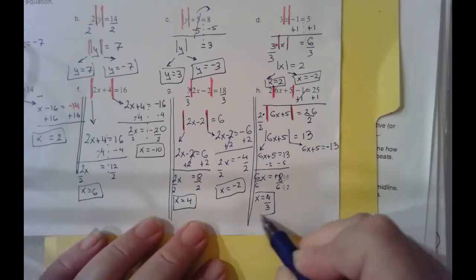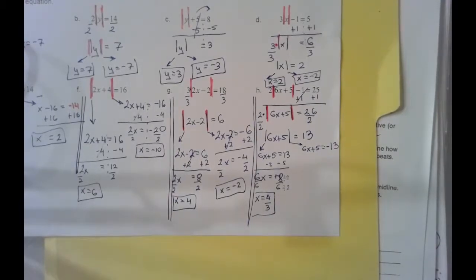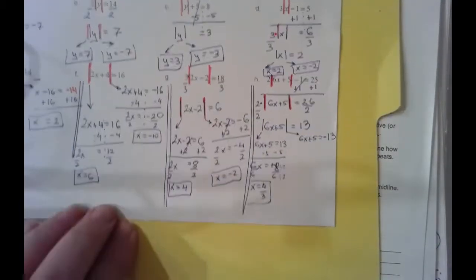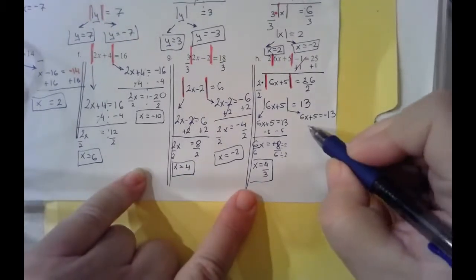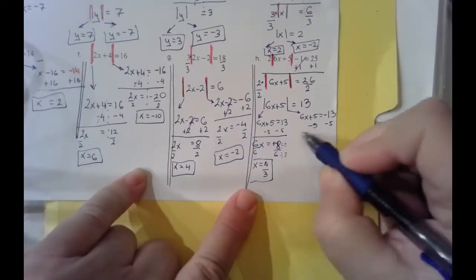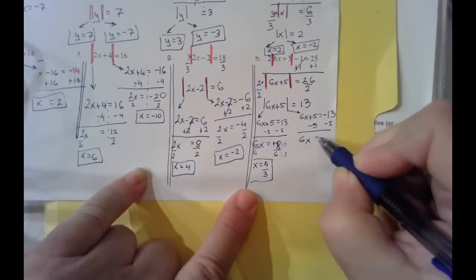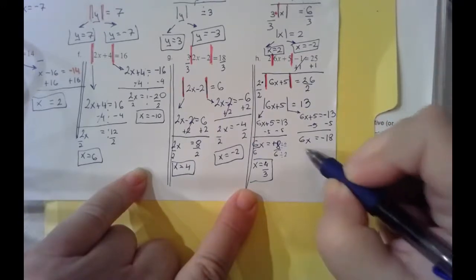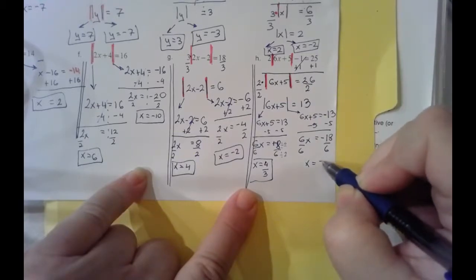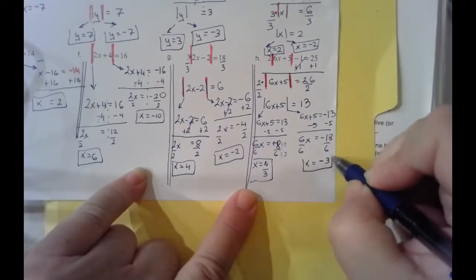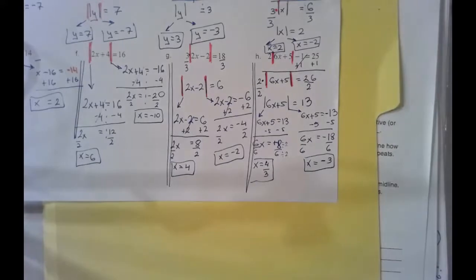Fractions are okay. Don't panic when you get them. You just need to know that you have to reduce them. Let's solve the other one. So minus 5 on both sides. Here I have 6x equals negative 18, and when I divide by 6, I get negative 3. So one answer is positive, one answer is negative. I have a fraction, which is a valid answer.